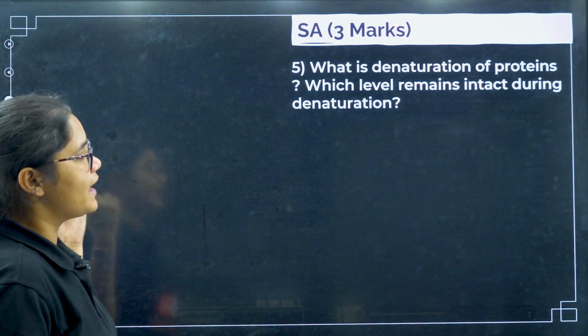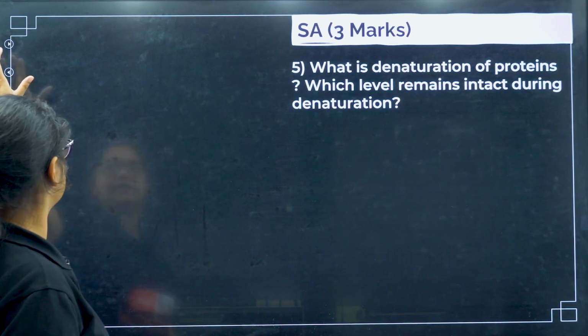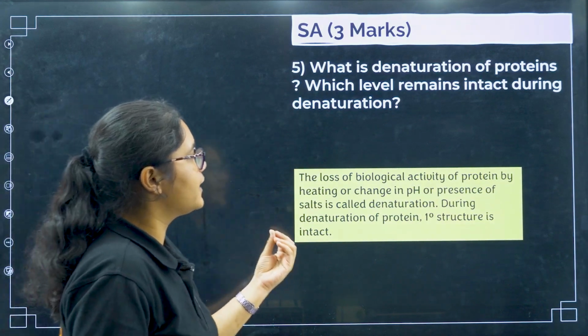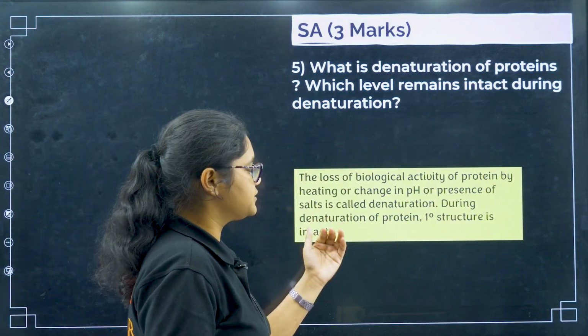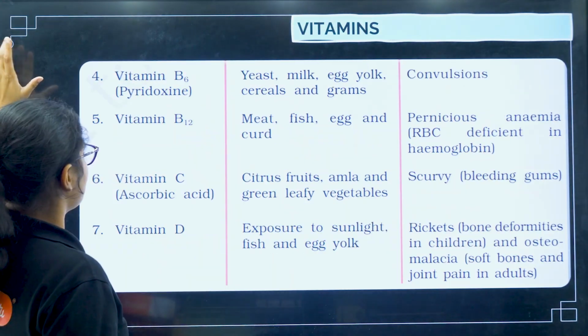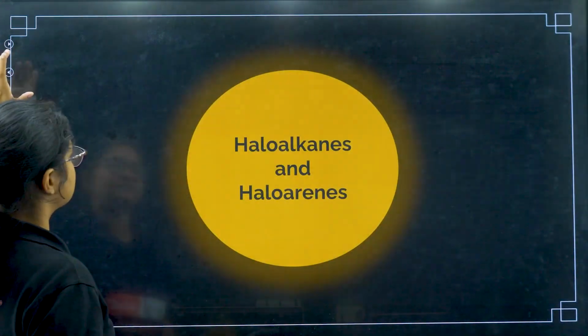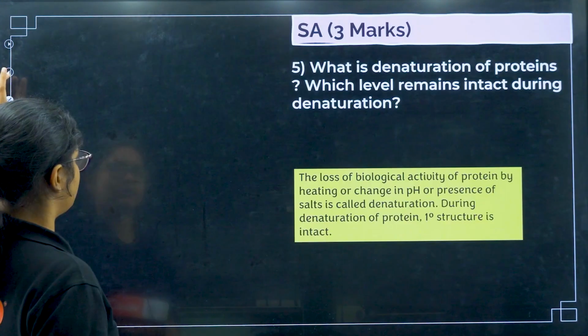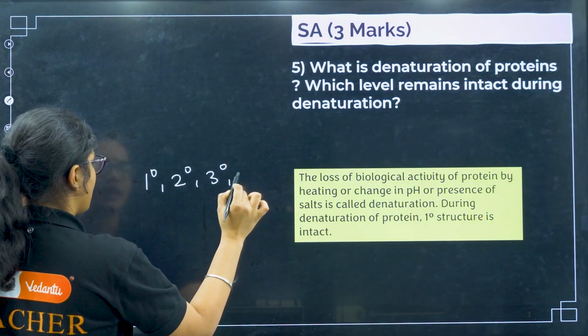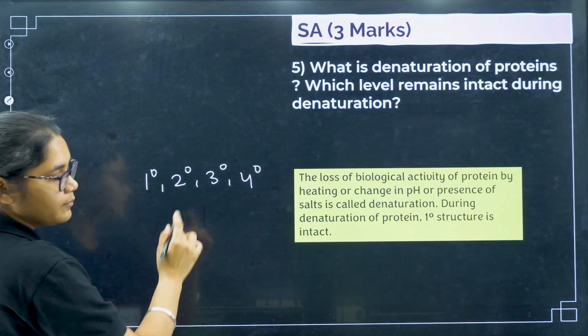Next we have denaturation of protein and which level remains intact during denaturation. So loss of biological activity is denaturation of protein, and the structure that remains intact is your primary structure. Okay, then these vitamins and their deficiency diseases, revise. One more thing that I want to tell you here is the difference between primary, secondary, tertiary and quaternary structure. A note on them, please prepare.